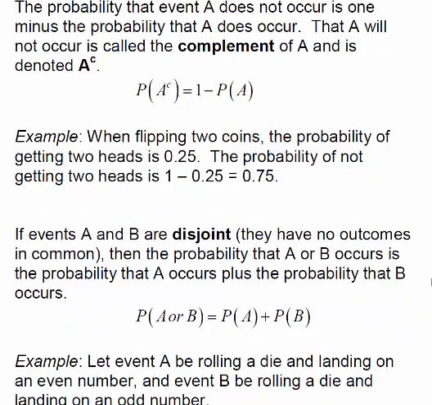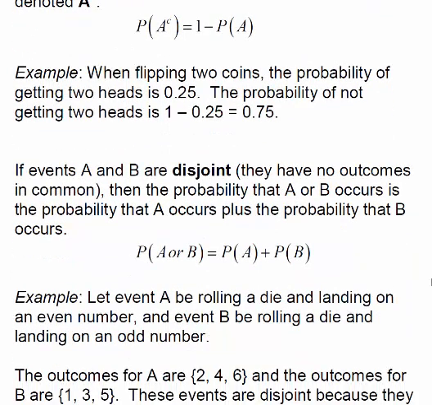The next thing we talk about is disjoint events. If A and B are disjoint, they have no outcomes in common. And so the probability that A or B occurs is the probability A occurs plus the probability that B occurs. Notice that if you can say the word or, then you're adding them together. If you need to back up and review this, please do, but this is very important.